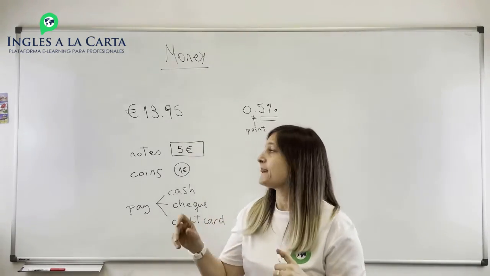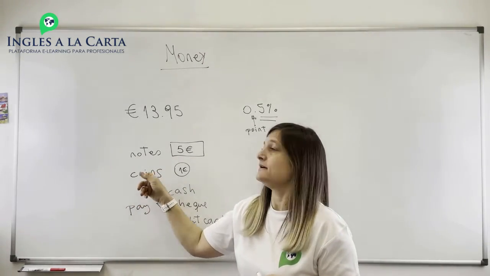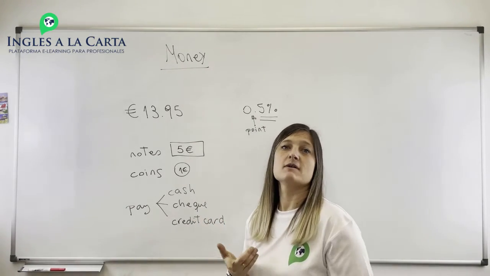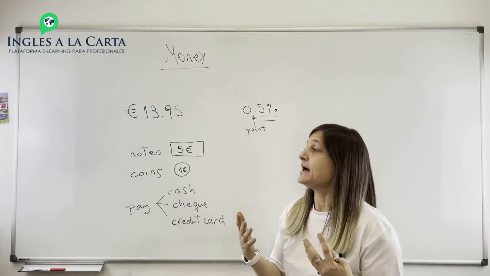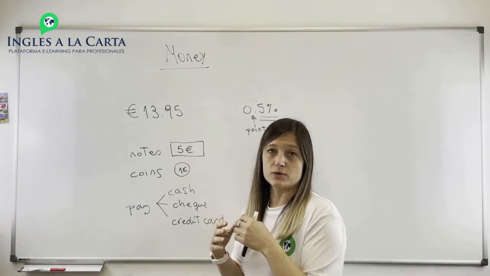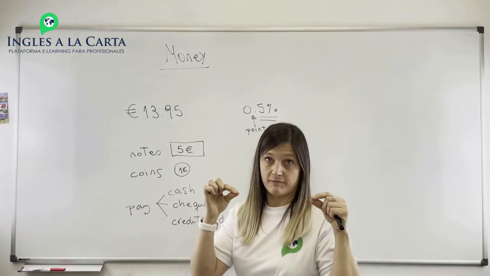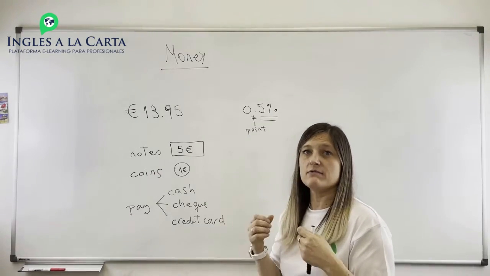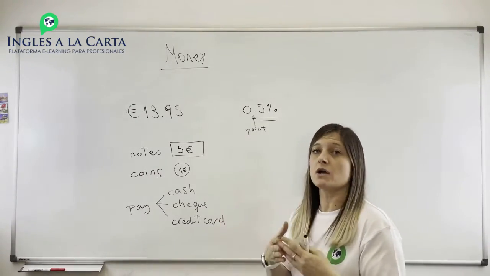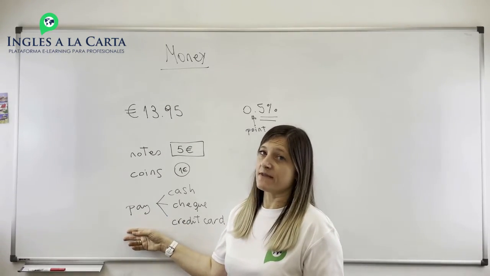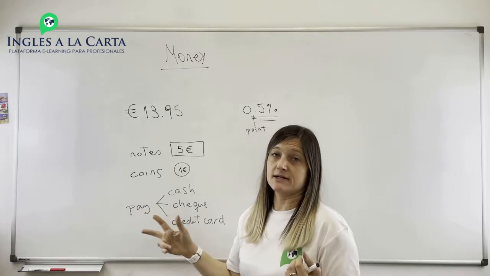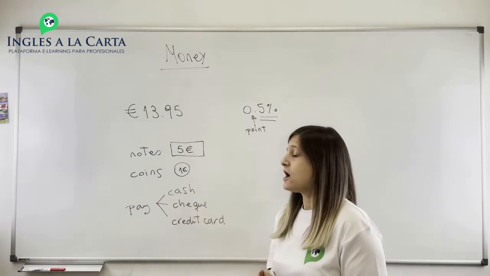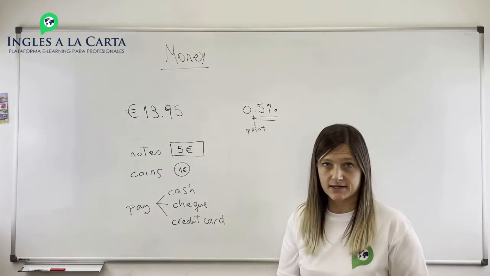When talking about money, we have notes or coins. Notes, we have 5 euros, 10 euros, 50 euros, 500 euros, and we say a 5 euro note when we are talking about the piece of paper. Coins, we have 2 cents, 5 cents, 1 euro, 2 euros. Those are coins. And when you're going to buy something, you can pay in 3 different ways. You can pay cash, you can pay by check, or you can pay using a credit card.